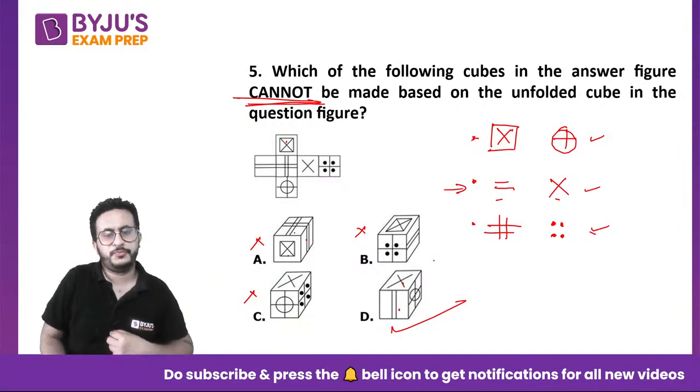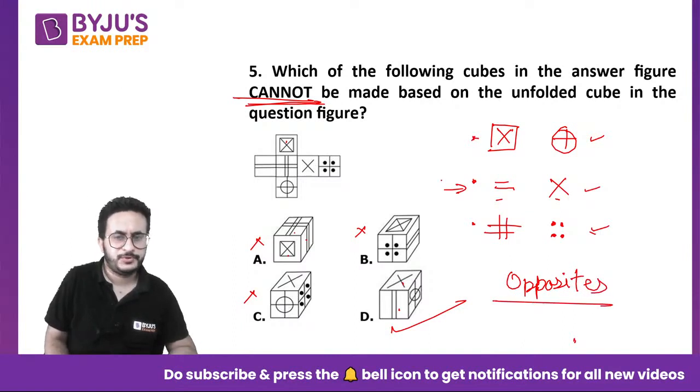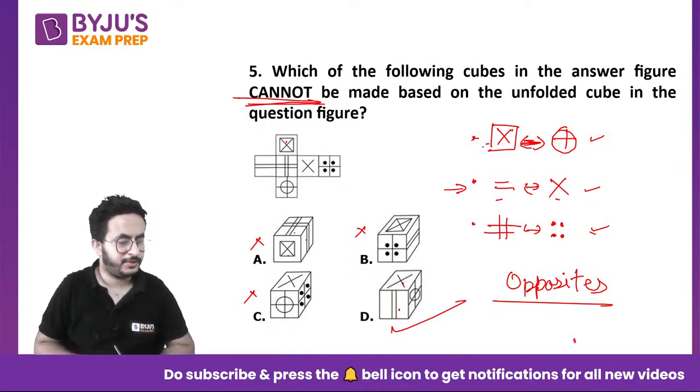So that is the way to identify which cube is possible or not possible. In any case, you have to first find the pairs of opposites, and I've told you how to find them. Once you know the opposites, a cube will be formed when you pick one from each pair. If you do not pick from different pairs, you will have a repeat scenario, and that is not possible.